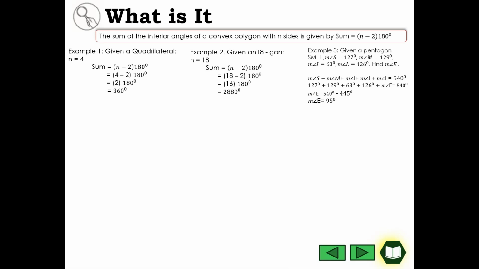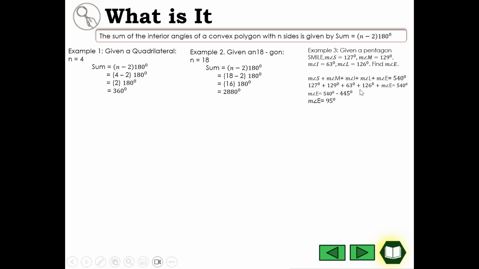So we need to find first the sum of the interior angles of a pentagon. Using the formula, we can have it 540 degrees. Therefore, measure of angle S plus measure of angle M plus measure of angle I plus measure of angle L plus measure of angle E equals 540 degrees. We already have the measurements for angle S, angle M, angle I, and angle L. So we just need to substitute them.